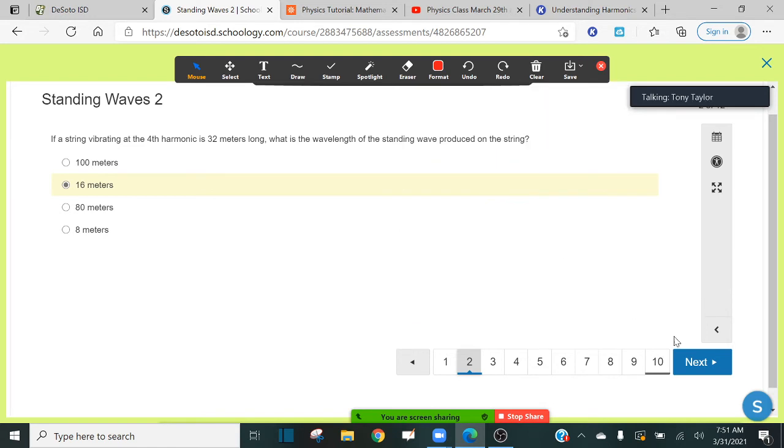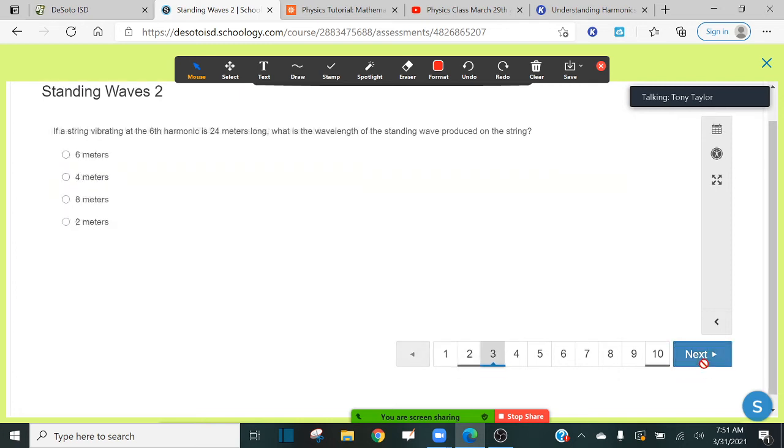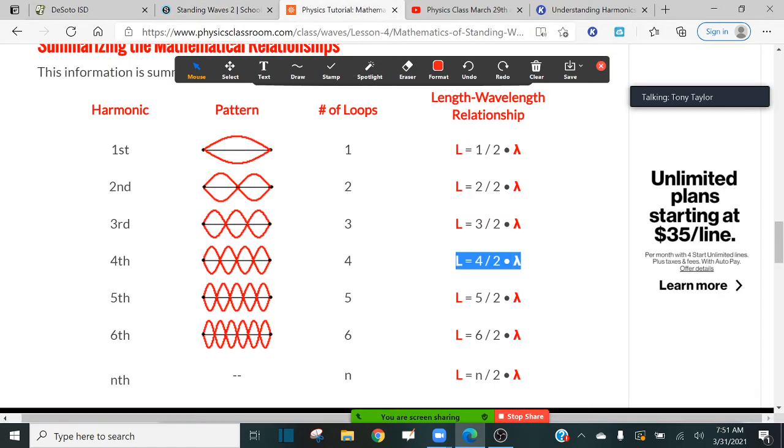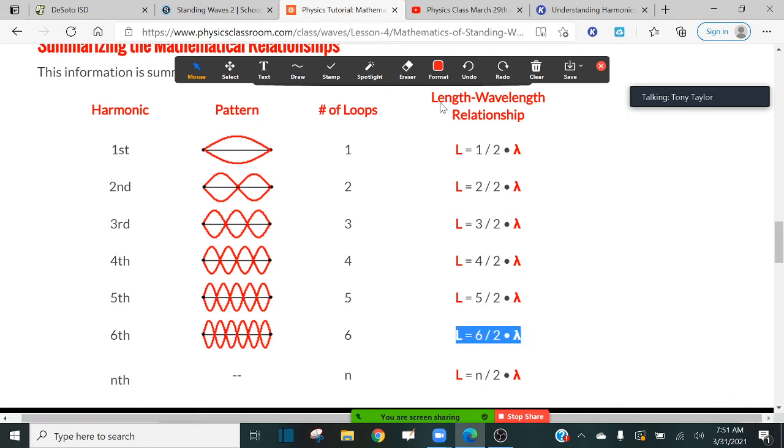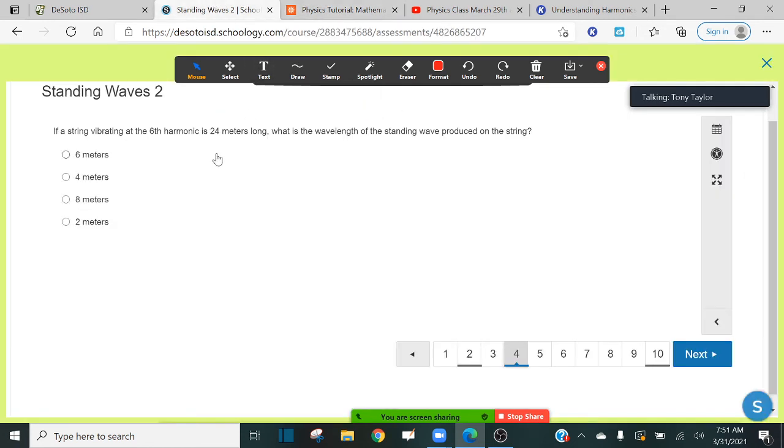All right, guys. You're going to do a similar thing when you get to this question right here, where it says if a string is vibrating at the 6th harmonic that is 12 meters long, what is the wavelength of the standing wave produced on the string? You would just go to the 6th harmonic, look for the equation, plug everything in, and solve for wavelength. Okay. All right. I think I'm going to do one more with you guys.